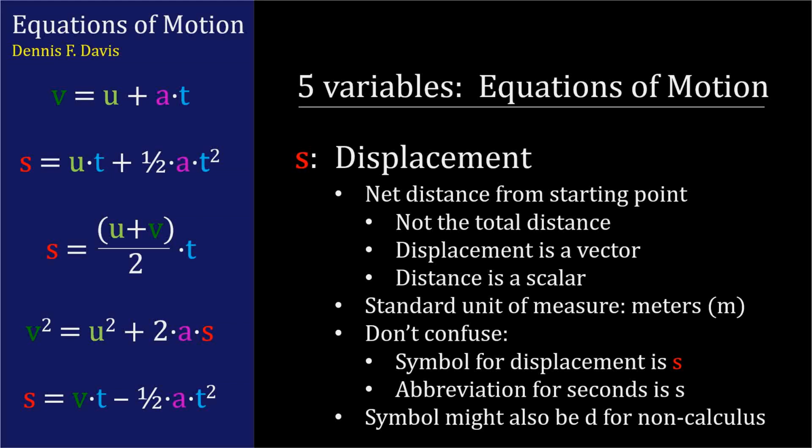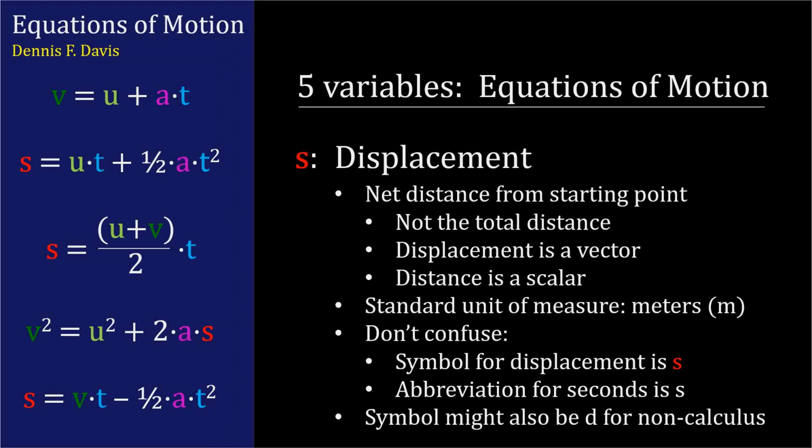So displacement and distance are not the same thing. Displacement is a vector having a magnitude and a specific direction. Distance is a scalar having a magnitude but no specific direction. The standard unit of measure for displacement is meters. Please take care and don't be confused. The symbol for displacement is S, which I'm color-coding as red. The unit of measure for time that we'll get to next is seconds, whose abbreviation is also s.